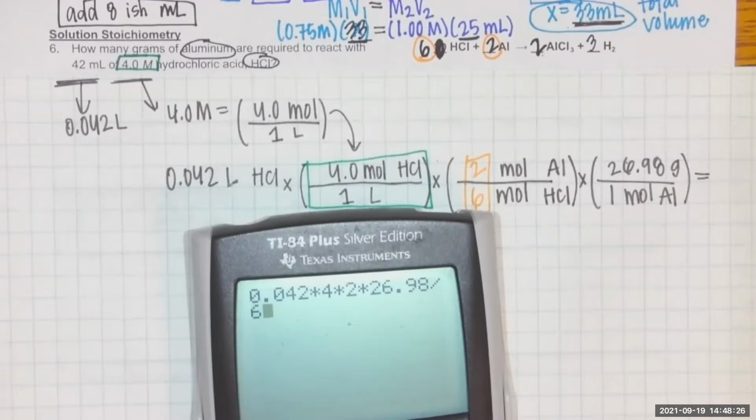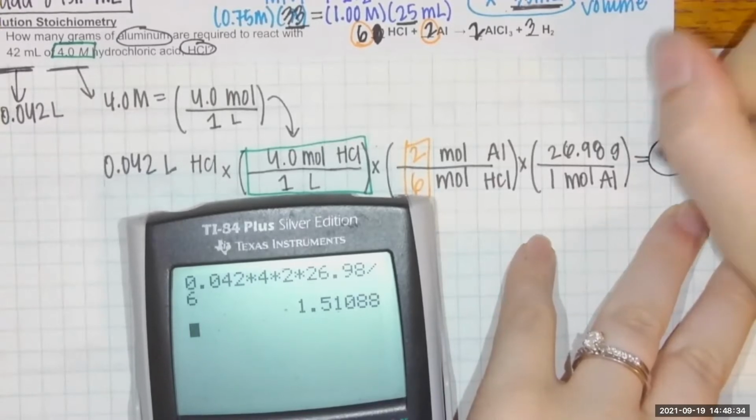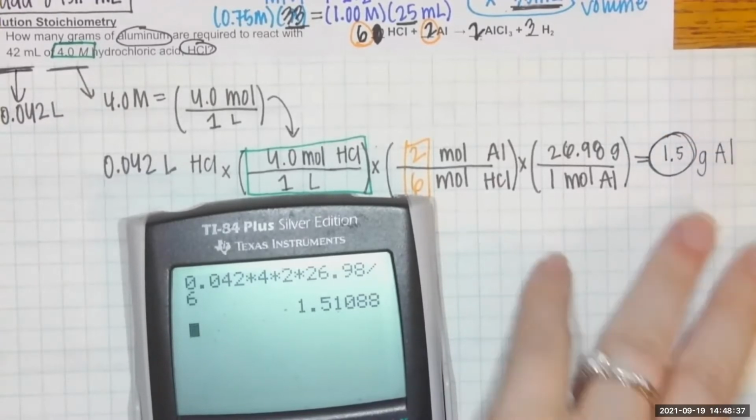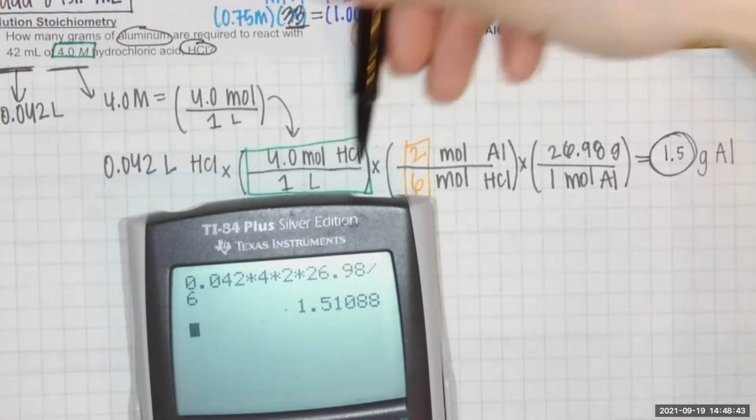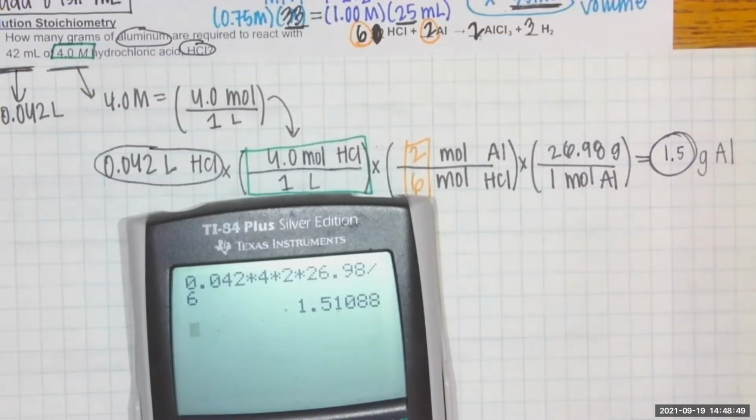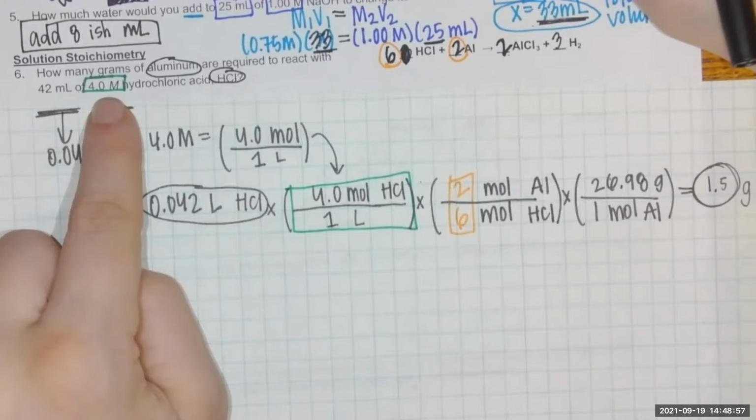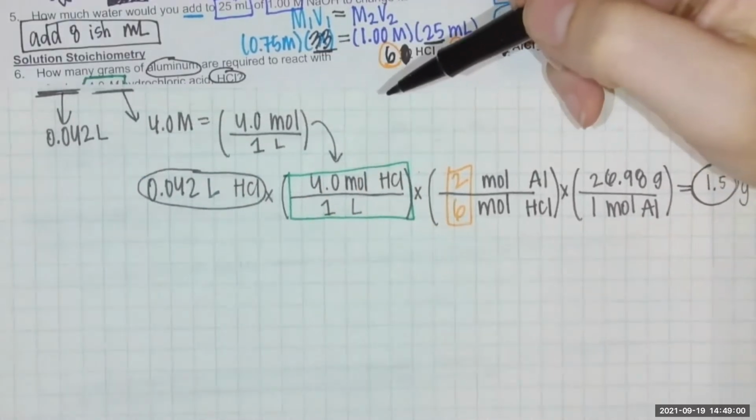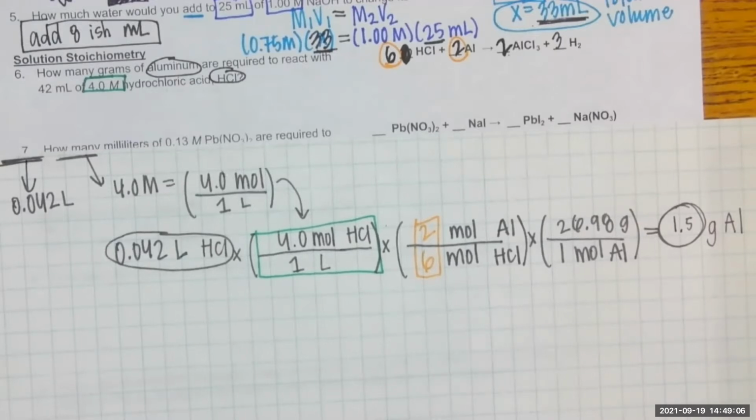0.042 times 4 times 2 times 26.98 divided by the 6 in the denominator is 1.5. I'm just going to leave that rounded, grams of aluminum. So I need to scoop out 1.5 grams of aluminum in order to sufficiently react with the 42 milliliters of hydrochloric acid. Honestly, the tricky part is just remembering that big M can separate into a chunklet. So trying the next one, I'll leave this up for a second if you want a picture. Pause the video.